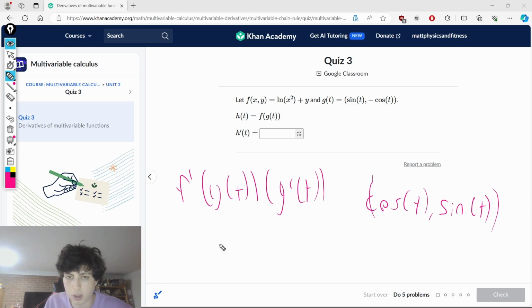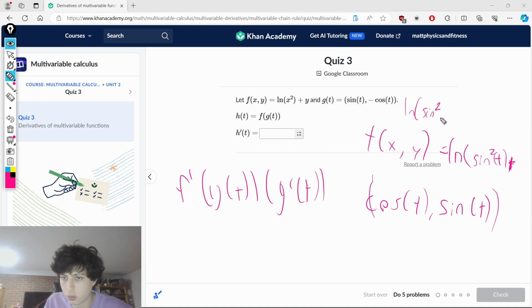Now, f prime of g of t, f of x, y. Remember, g of t, this is x, this is y, so this is going to be ln. Ooh, I'm not too confident anymore. ln of sine squared t, plus, and then instead of y, we use negative cosine t, so ln of sine squared t minus cosine t, because it's plus negative cosine.